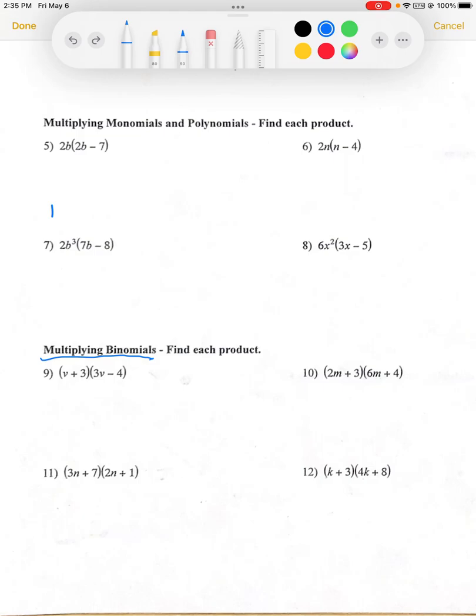When we multiply binomials, I want you to treat the things in parentheses as a single unit. We're going to take this single unit and multiply it to each of the terms in the other binomial. So that would look something like this. 3v, coming from here, multiplied to our little nugget, v plus 3, minus 4 times v plus 3.